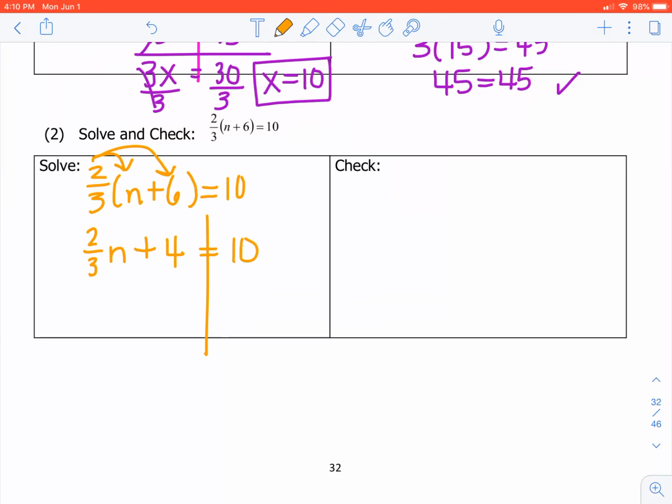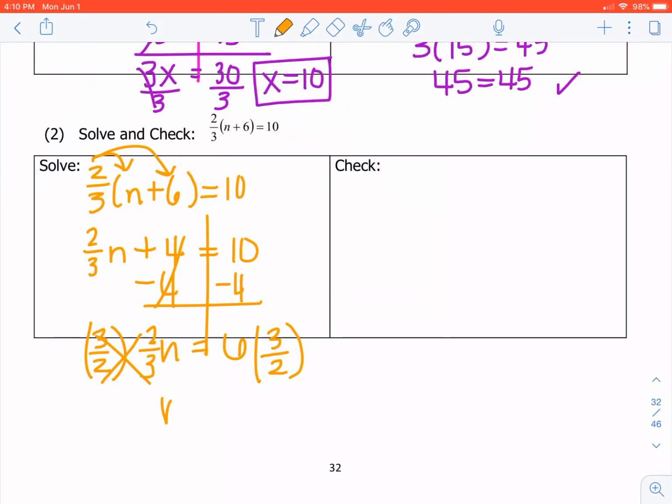And now we're going to start solving. So subtract 4 from both sides. So 2/3 n is equal to 6. And now when we get to that fraction with a letter, yes, you can divide both sides by 2/3, but I don't want you to do that. What I want you to do is multiply by the reciprocal, which means the flip of the fraction. We did this earlier in the packet.